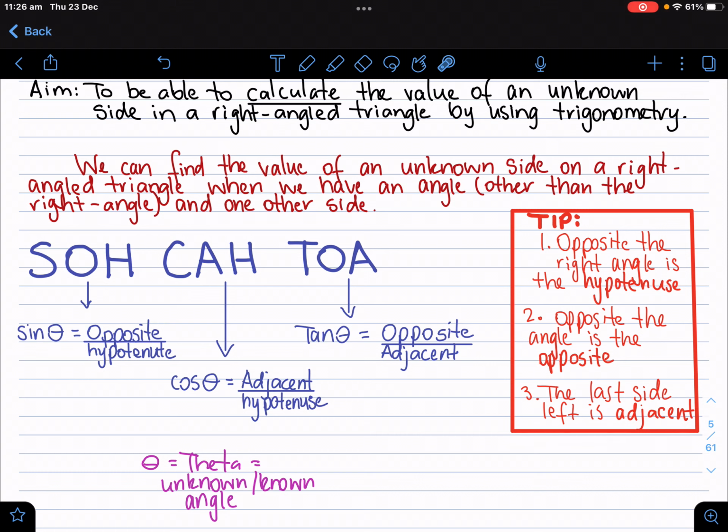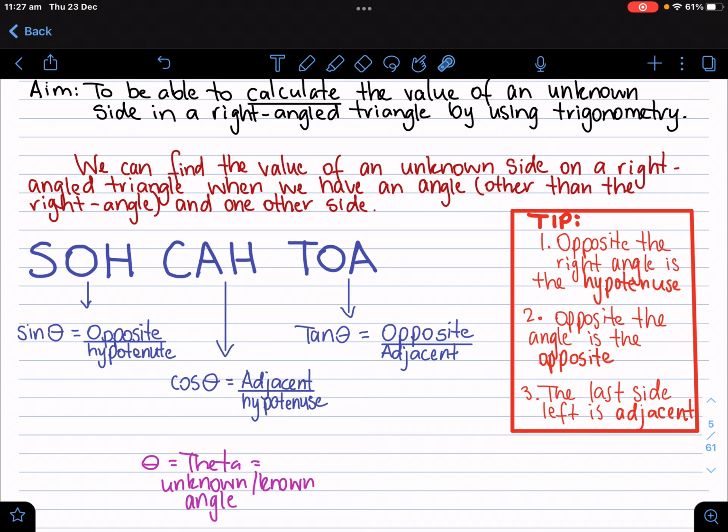And we do this by doing two things. The first thing we do is we label the triangle, and we follow the steps of labeling the triangle as you would have learned previously. And then after we've labeled the triangle, we can then figure out which trigonometric ratio to use. Do we use SO if we have opposite and hypotenuse? Do we use cos if we have adjacent and hypotenuse? Or do we use tan if we have opposite and adjacent?